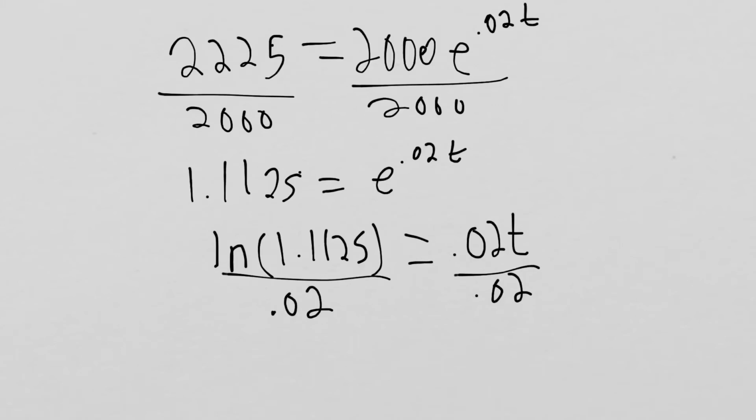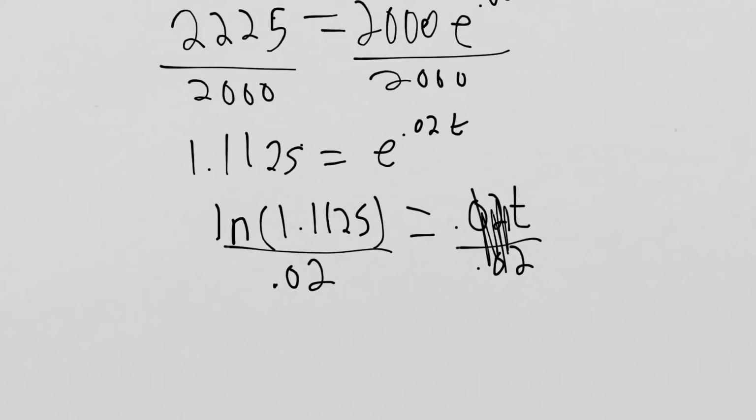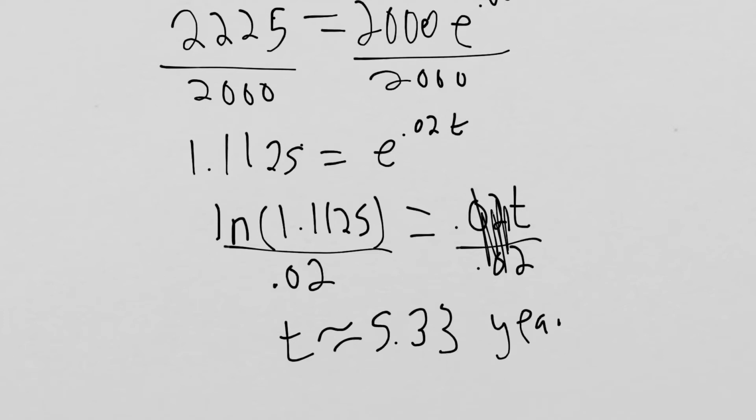Okay, and then that is the t value, and we can just plug this into a calculator, and we're going to get that t is roughly equal to 5.33 years. Okay, I forgot to mention that t is in units of years. All right, so there's our answer.